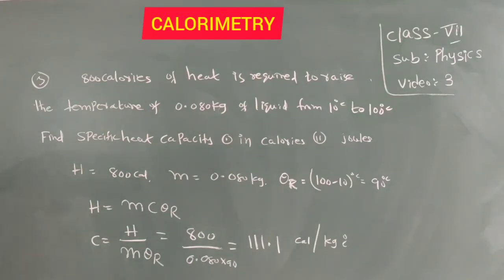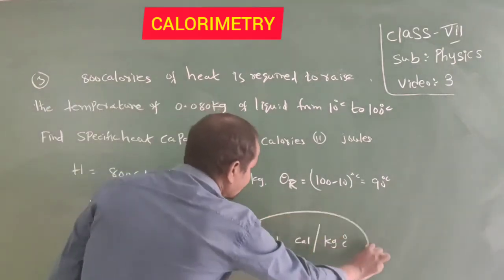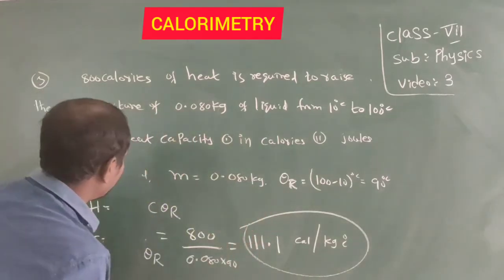Okay, we know that 1 calorie equals 4.2 joules. So 111.1 into 4.2 equals 466.67 joule per kg degree Celsius. Okay, it is in calories. It is the first one. It is in calories.